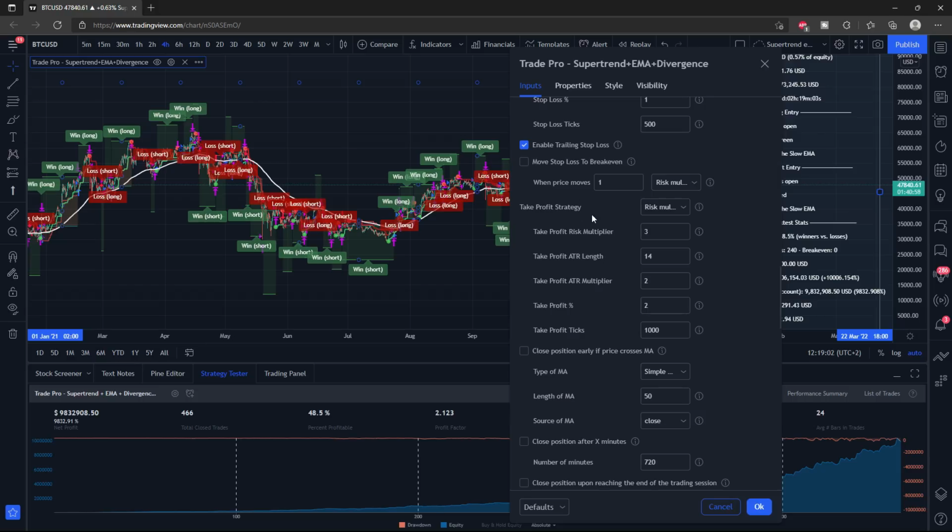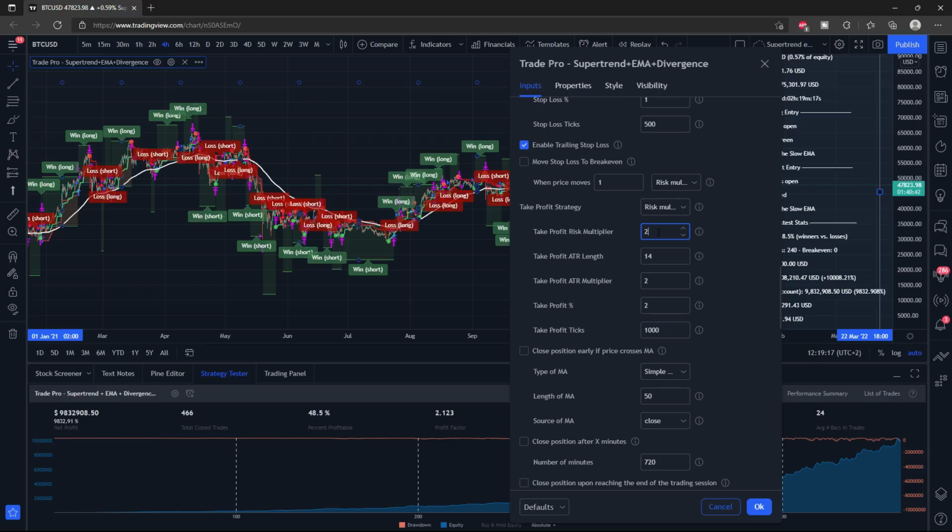Then there's the take profit strategy. So when to take profit. We have the risk multiplier. So if you want to have it close out of the position once prices move 3 times the risk, then you would use the risk multiplier right here. I have it set at 3.